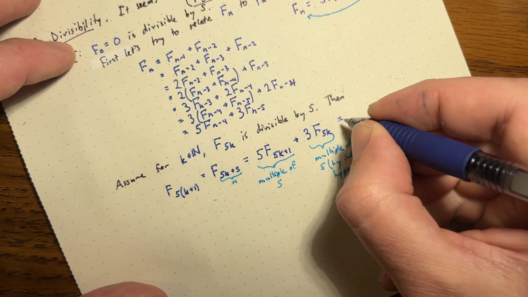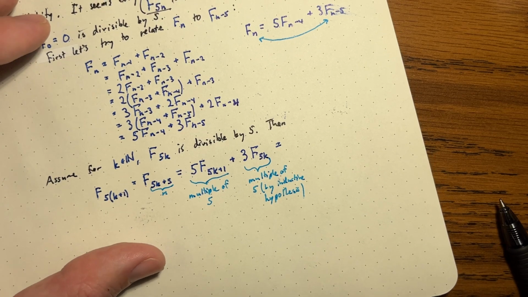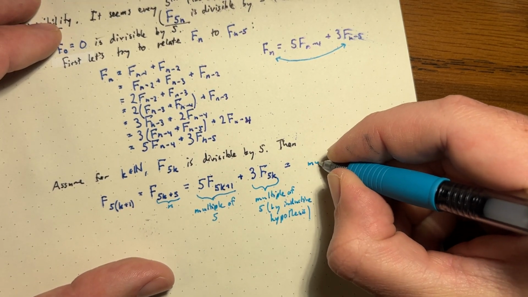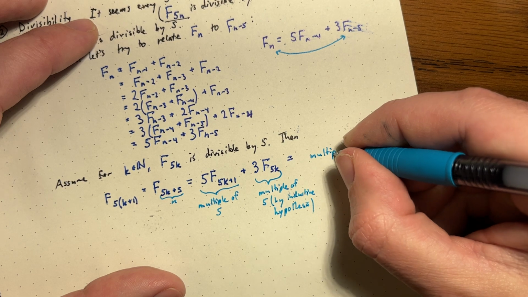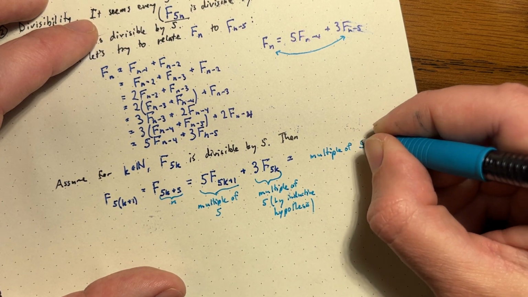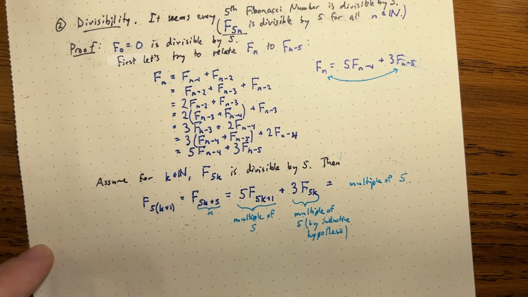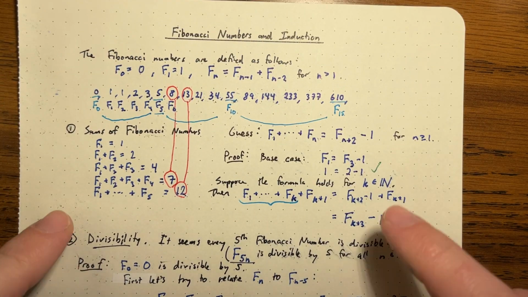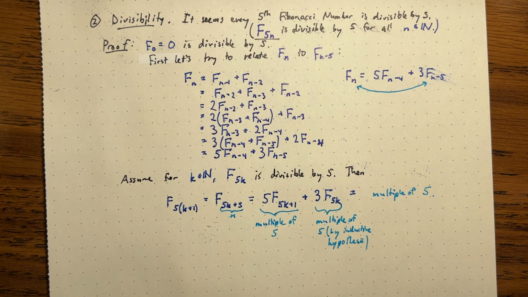Okay, and that means the answer is going to be a multiple of 5. Not sure what it is exactly, but it's a multiple of 5 because it's a sum of 2 multiples of 5. And that's the proof. And there are many other interesting divisibility properties you can prove using induction.